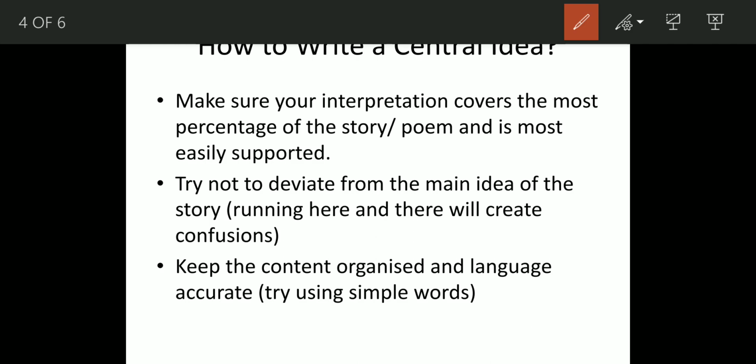Try not to break that sequence. Try not to bring unwanted things, things that are not required in the central idea, into the central idea. Okay? Things that are not at all related to the context.